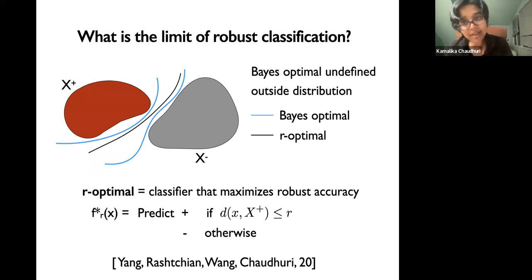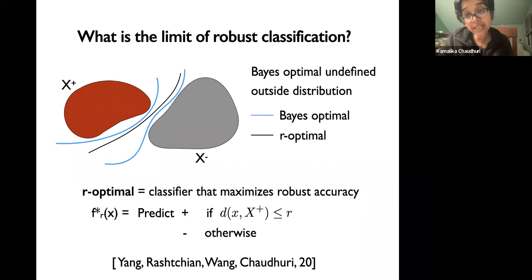The R optimal classifier is the one that maximizes this kind of robust accuracy. Here is an example. Of course, this will depend on the distribution, and it may also differ from the Bayes optimal. It might take a different path from the Bayes optimal. So here is an example of what it looks like for an R separated distribution, where the pluses and minuses are separated by at least 2R.